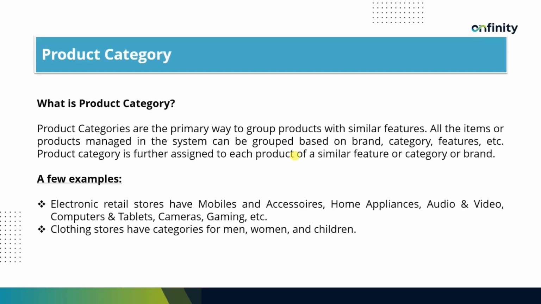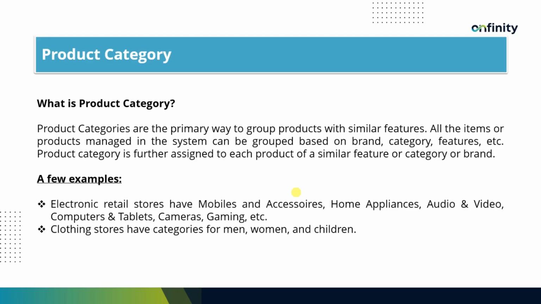Let's start with the product category and understand what a product category is. Product categories are the primary ways to group products with similar features, making it easier to manage, search, and analyze products. All the items or products managed in the system can be grouped based on the brand, category, or features. A product category is further assigned to each product for a similar feature or category or brand to streamline organization process and improve system efficiency.